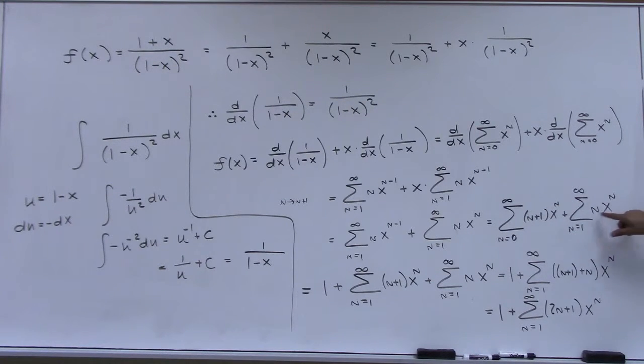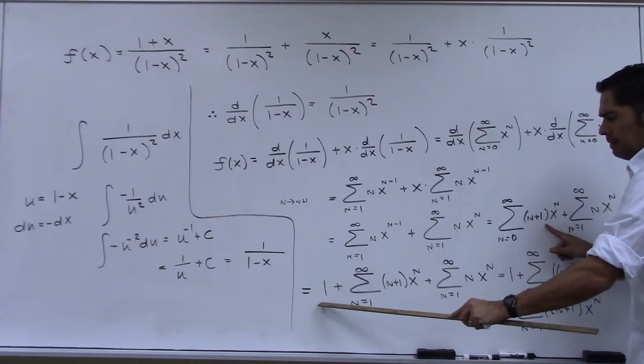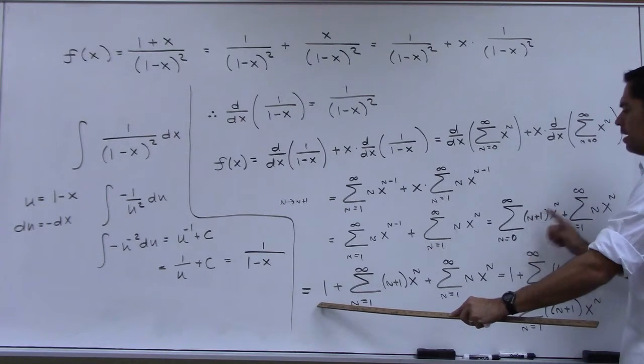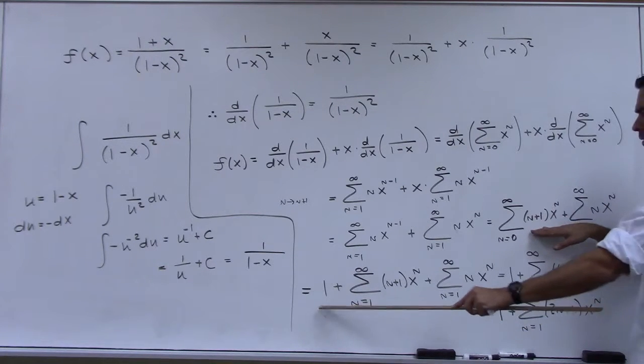So now these both have x to the n's, but the problem is that this one starts at 1 and this one starts at 0. So what I do now is peel off the first term of this series. So I let n be 0. If I do that, I get 1 times x to the 0, which is just going to be a 1. So when n is 0, this is 1. There's that. And then I go n is 1 to infinity. So this is the rest of it. That's just peeling that first piece off.